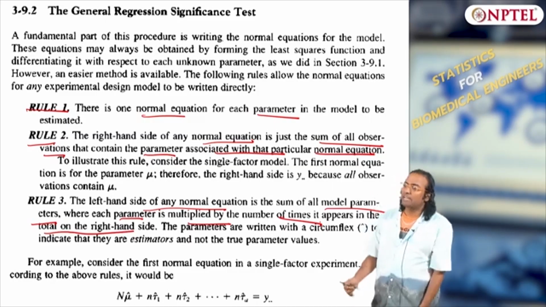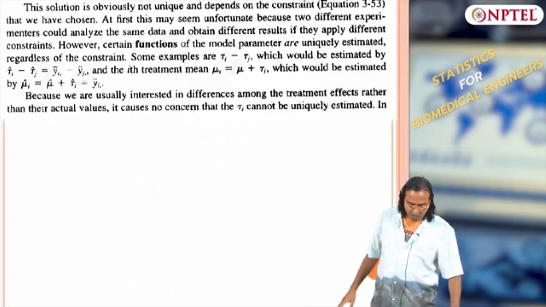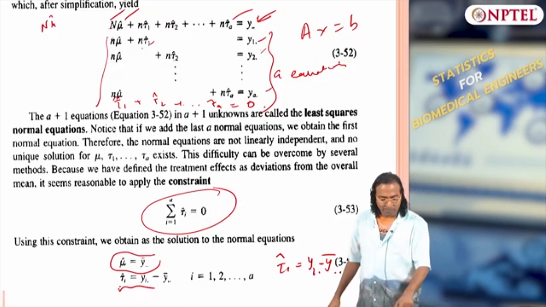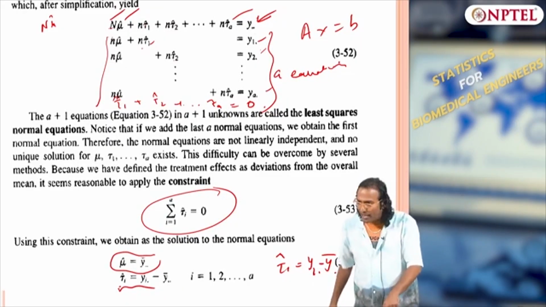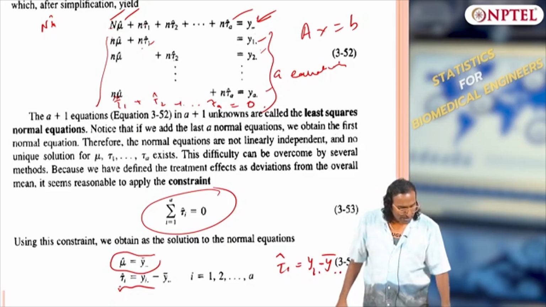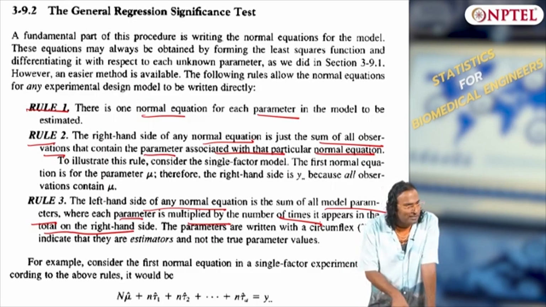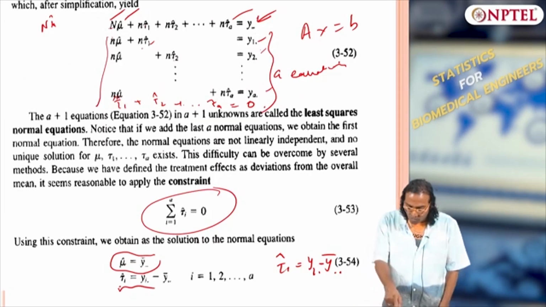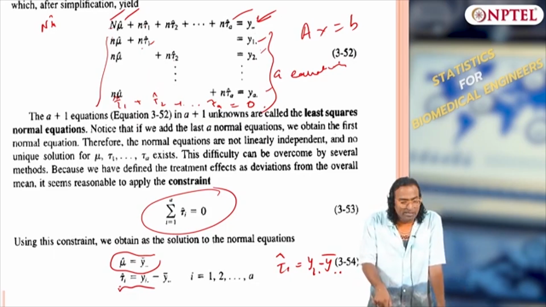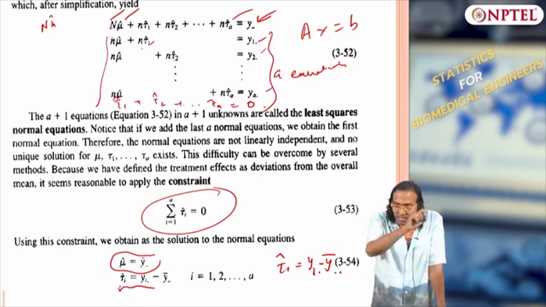So the left hand side is nothing but summation of all the parameters. So go back, the left hand side is summation of all the parameters, mu hat plus tau 1 plus tau 2 plus tau 3 plus tau a, all the parameters. But what is the pre-multiplying term? It is each multiplied by the number of times it appears in the total on the right hand side. So if you go back, tau 1, how many times does it appear in y dot dot? Small n times, there is tau 1.